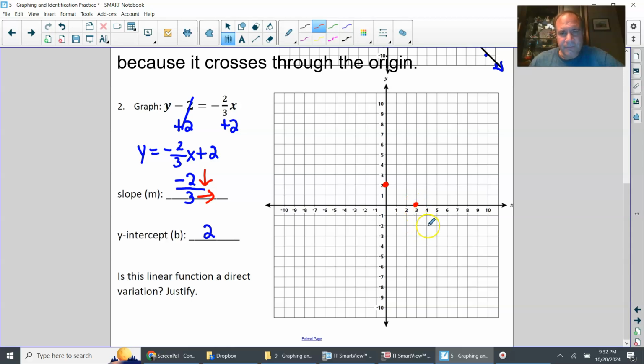Down 2, 1, 2, 3 to the right, and you can't go any further. Now you're going to go opposite, up 2, and then 1, 2, 3 to the left, and again up 2, 1, 2, 3 to the left, and you can't go any further. Now you're going to take your ruler and connect those points.